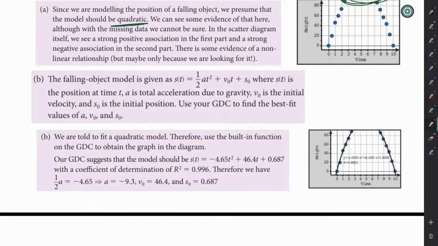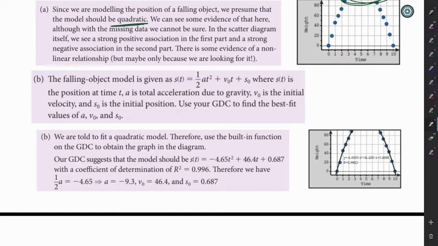So, for part B, they tell us the falling object model is given as s sub t is 1/2 a t squared plus v sub 0 t plus s sub 0, where s sub t is the position at time t, a is total acceleration due to gravity, v sub 0 is the initial velocity, and s sub 0 is the initial position. Use your graphing calculator to find the best fit values of a, v0, and s0. So we're told to use the calculator and do a quadratic model.